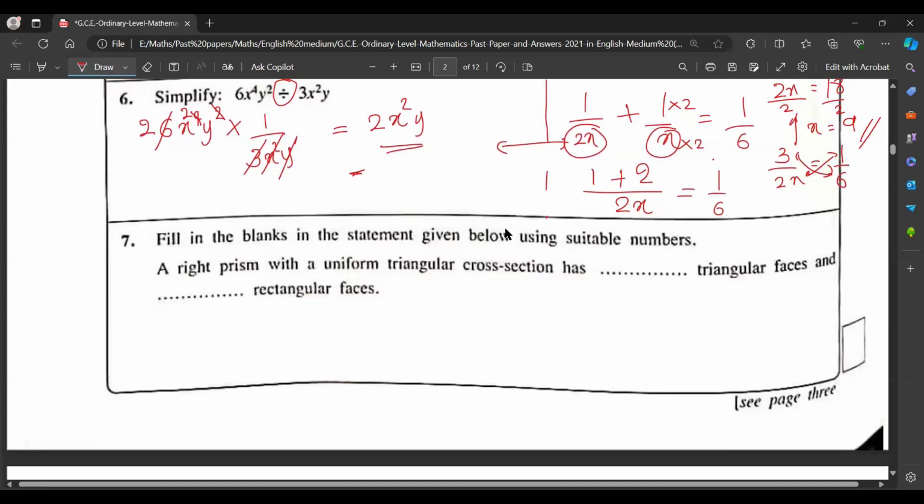And fill the blanks with the statement given below using the suitable numbers, okay. A right prism with the uniform triangular cross section has blank triangular faces and blank rectangular faces. Did you remember? They are asking the prism like this, no? If I take the block diagram of the prism, it should be like this, no? Now tell me, how many rectangular faces are there? Triangular faces, they are having 2 triangular faces. And how many rectangles? 1, 2, 3. They are having 3 rectangular faces. They will ask like this. I believe they are asking from you.